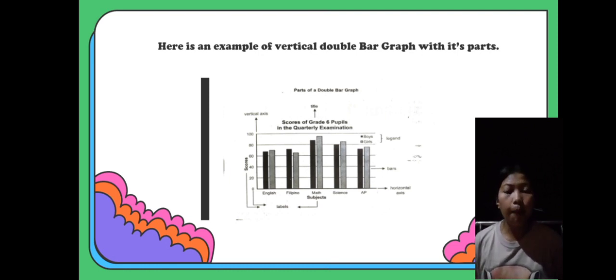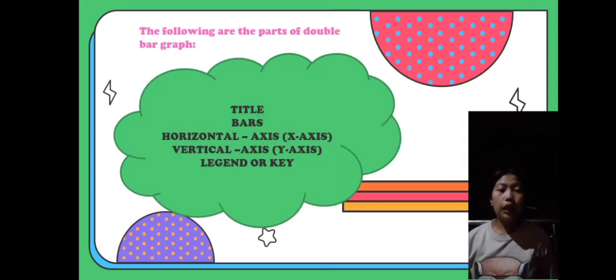Here is an example of a vertical double bar graph with its parts. This graph not only shows the average scores of the students in 5 subjects but also represents the average scores of the boys and the girls separately. The following are the parts of a double bar graph: the title, the bars, the horizontal axis or x-axis, the vertical axis or y-axis, and lastly the legend or key.